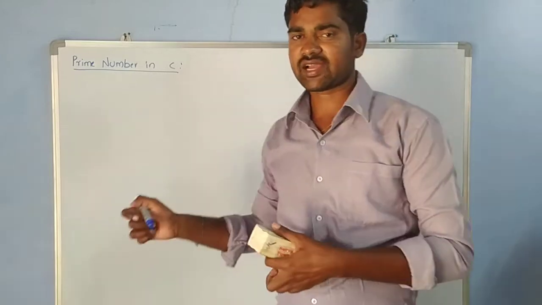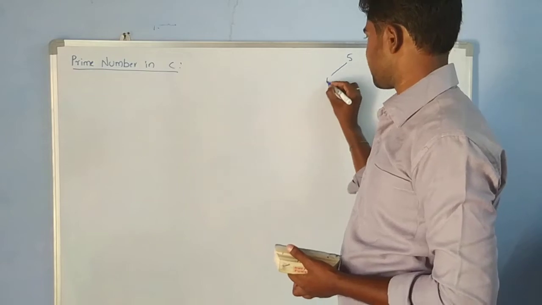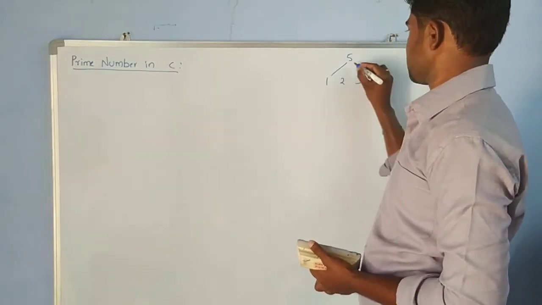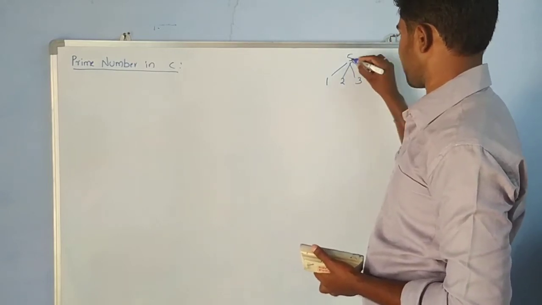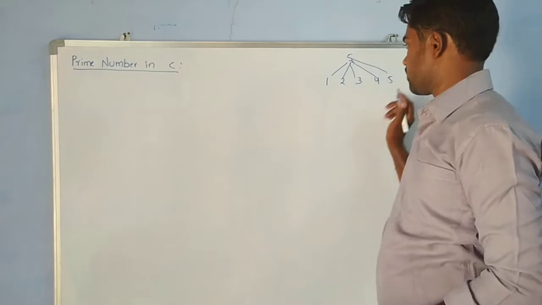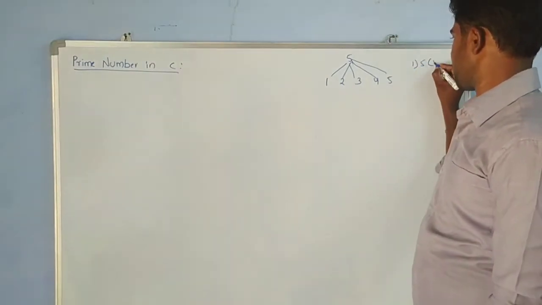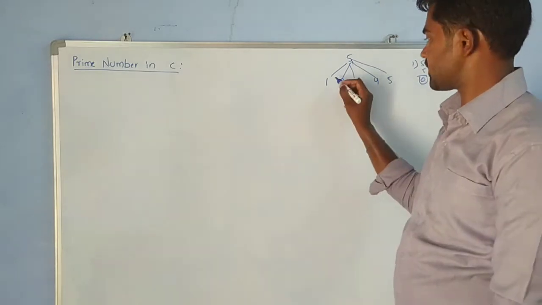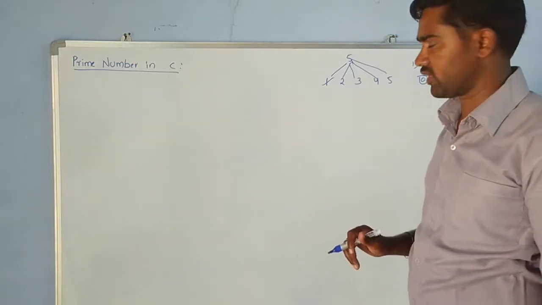Let me show the factors of 5. So we have the numbers 1, 2, 3, 4, 5. What are the factors of 5 here? Now 1: 5 divided by 1 is 5, the remainder is 0. So 1 is a factor of 5.